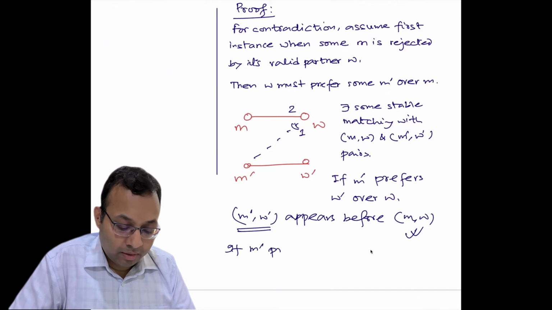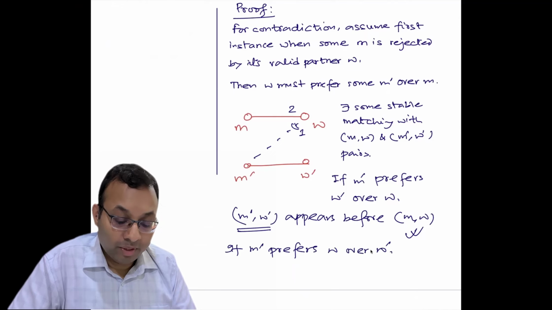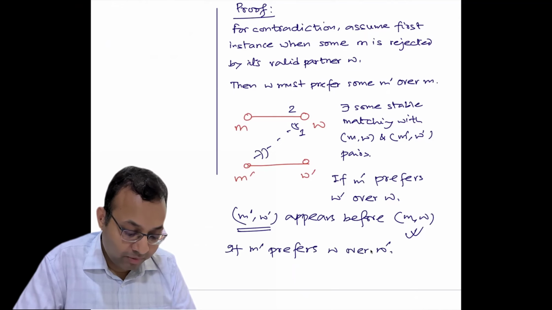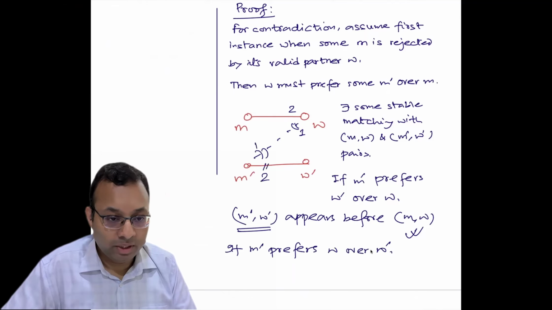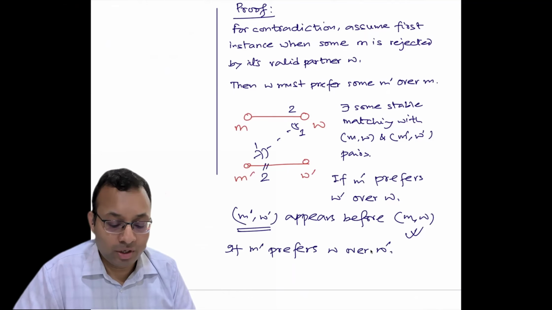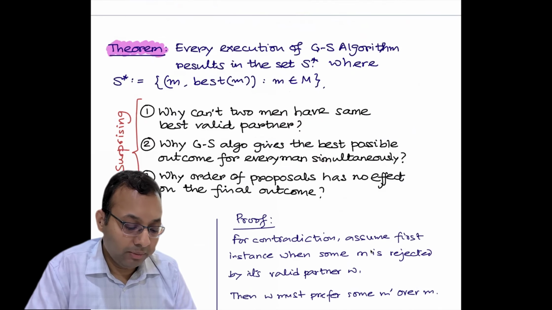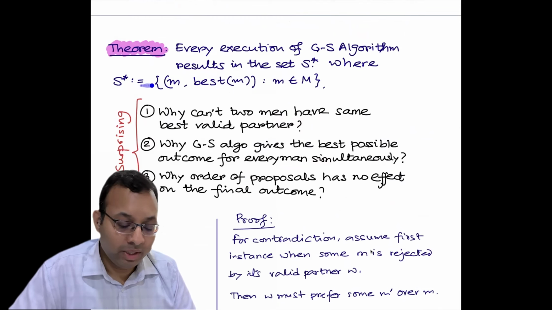So M prime prefers W over W prime. But then what happens? M prime prefers W, its first preference, over W prime. That's an instability, because now W and M prime prefer each other over their current pairing in the matching. But the matching returned by the algorithm has no instability. It's a stable matching, which is a contradiction. So we proved that the algorithm always returns a pairing where a man is matched with his best valid partner.